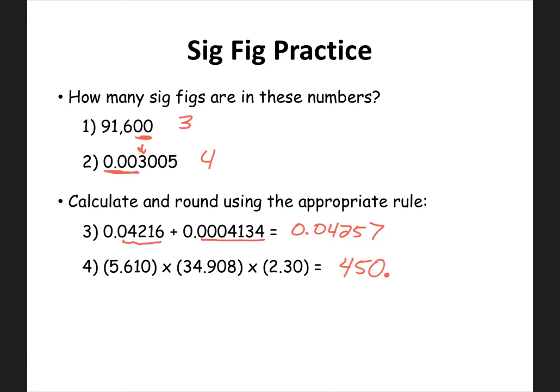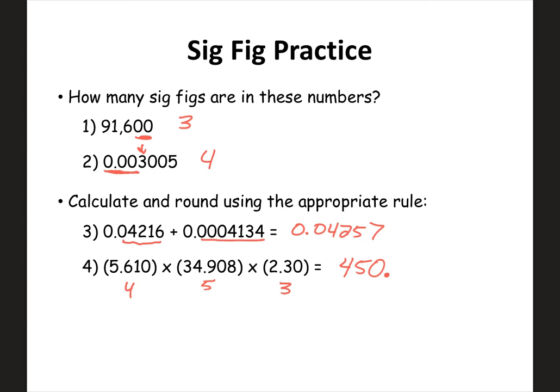For the final one, you're multiplying, so you count sig figs in each and use the least. This one would have 4 sig figs, they all count. This one would have 5 sig figs, and this one would have 3 sig figs. So the least amount is 3. So when you give your answer here, you need 3 sig figs. So notice this one has 450 with the decimal point. That's how you can make that number have 3 sig figs.